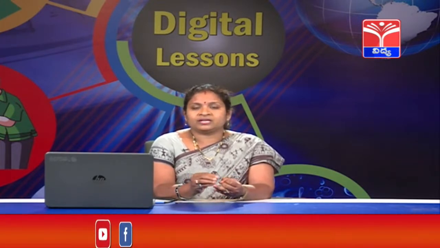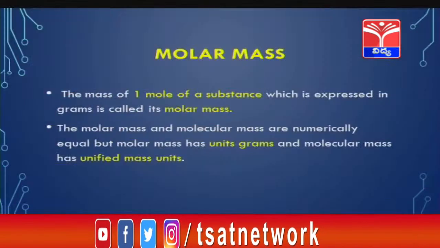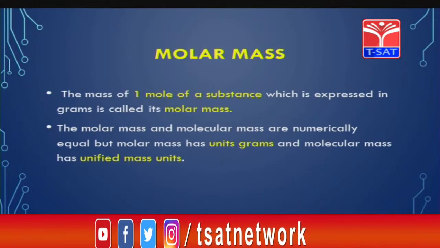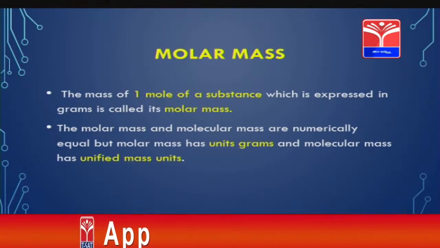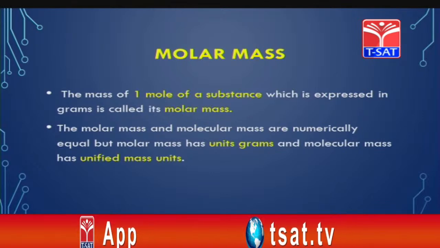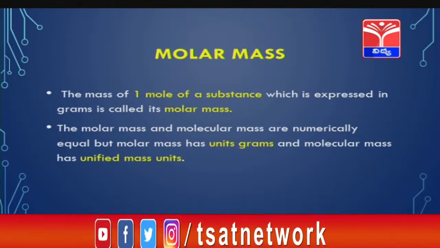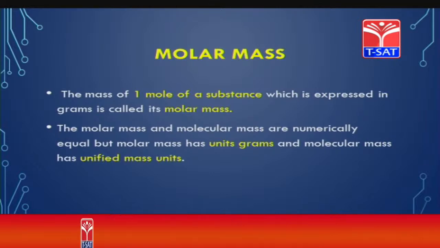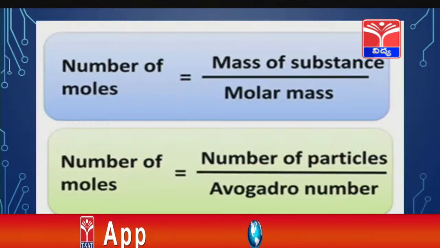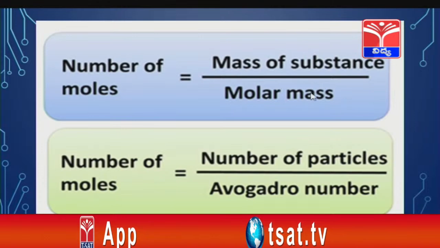It can be water, it can be solid, it can be liquid, or it can be any type of chemical. So, the mass of 1 mole of a substance, expressed in grams, is called its molecular mass or molar mass. The molar mass and the molecular mass are numerically equal, but the molar mass has units in grams and molecular mass has unified mass units. So, the number of moles can be calculated by the formula: mass of a substance divided by molar mass.